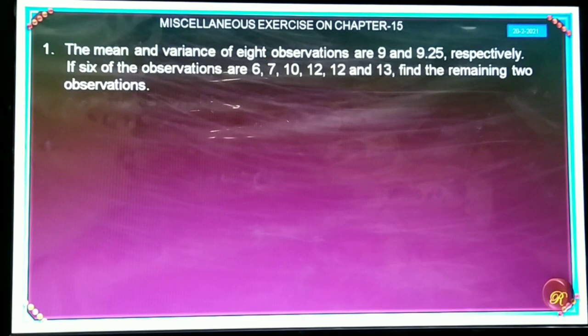The mean and variance of 8 observations are 9 and 9.25 respectively. If 6 of the observations are 6, 7, 10, 12, 12 and 13, find the remaining 2 observations. Solution.